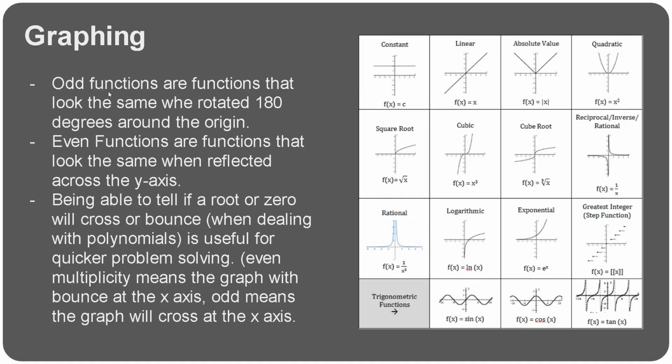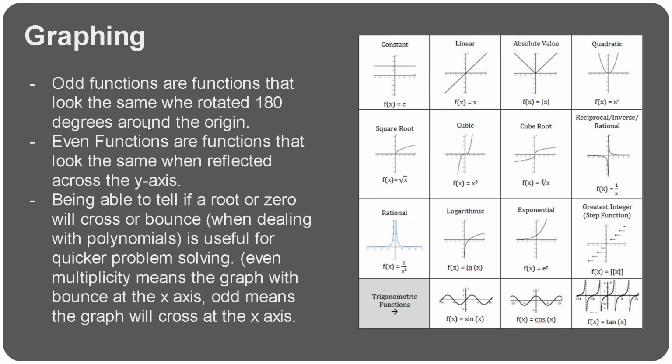Let's talk about odd functions and even functions. So odd functions are functions that look the same when rotated 180 degrees around the origin. So for example, linear functions are odd. Cubic functions are odd. Cube root functions are odd.